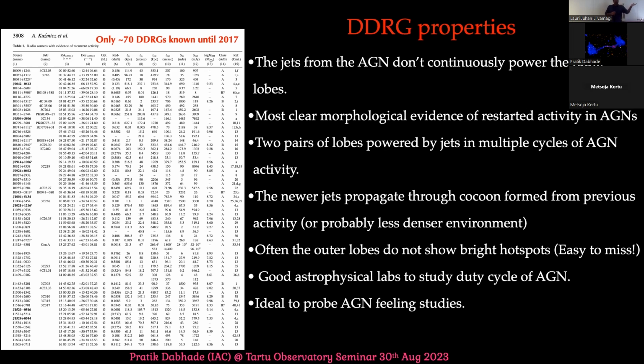So like I said, this class offers us a good lab to study the duty cycle of the AGN, and the start and stop. It could be because of the fueling. The AGN could be starving at one point, and there must be some merger which might be bringing in the fuel for it to accrete onto, and then the AGN activity would begin. So these are ideal places to look at to probe this kind of aspects for the AGNs.